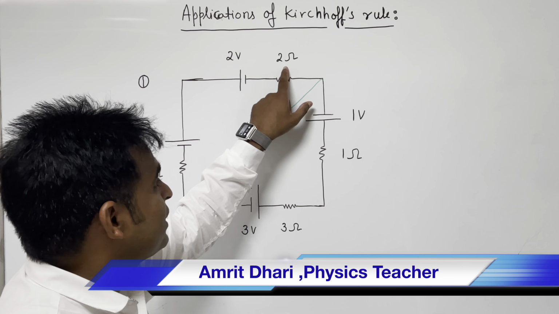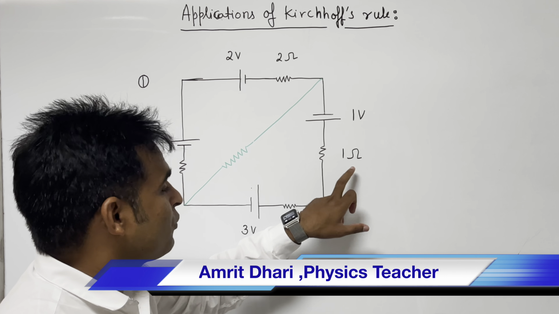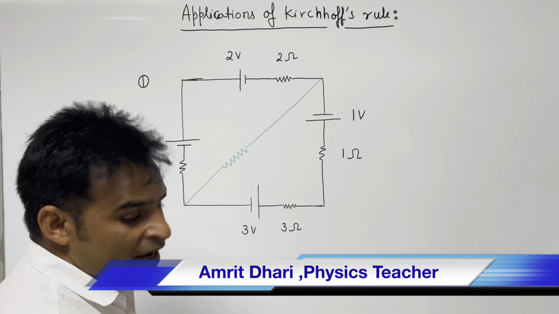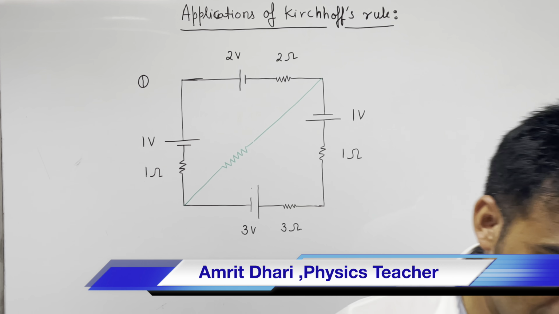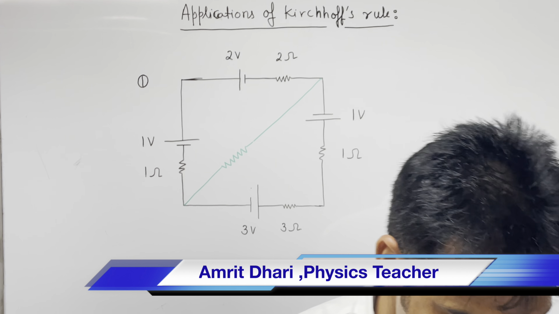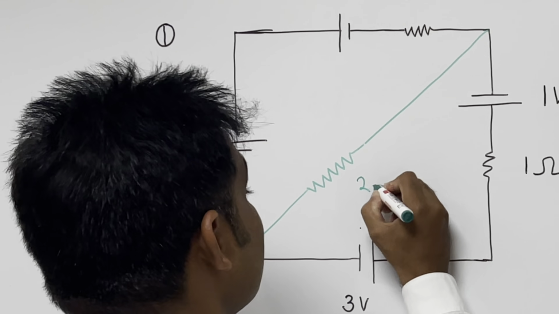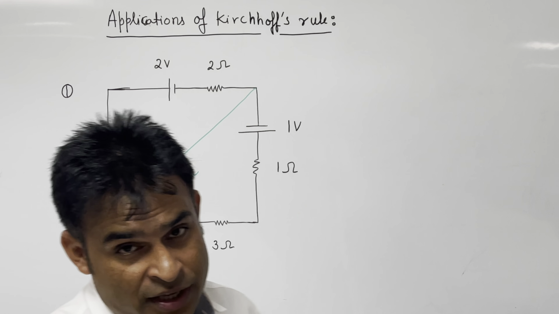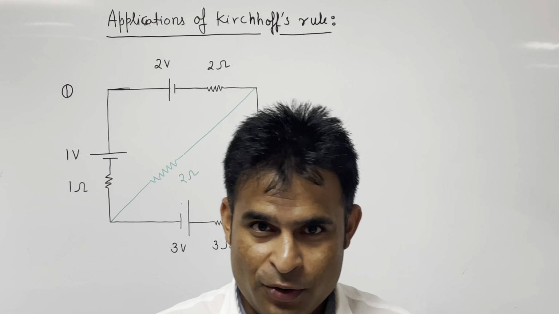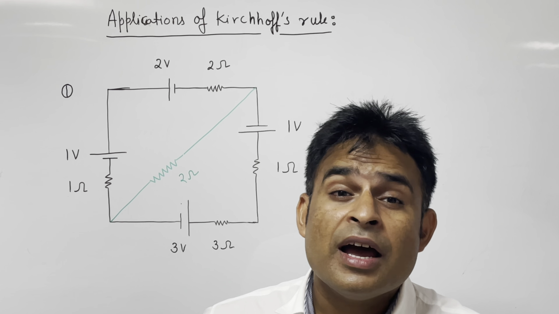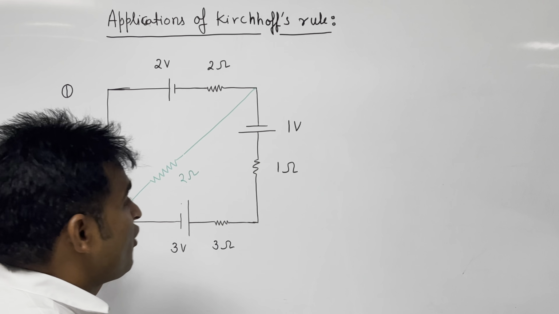2 volt battery. This one is 2 ohm and 1 volt, 1 ohm, 3 ohm, 3 volt, 1 ohm, 1 volt. These are all data given. And the middle wire, in this one, that is 2 ohm. So this green color wire, this resistance how much? 2 ohm. What I am asking you: using Kirchhoff rule, you have to find out what will be the current in the green color wire.